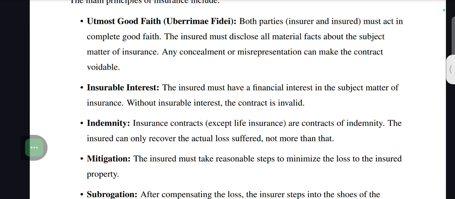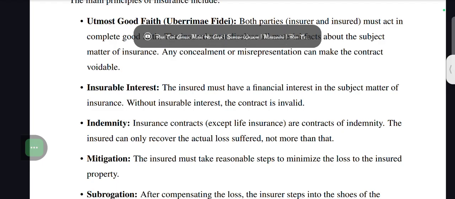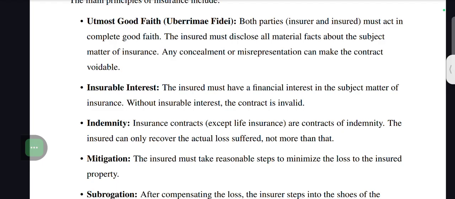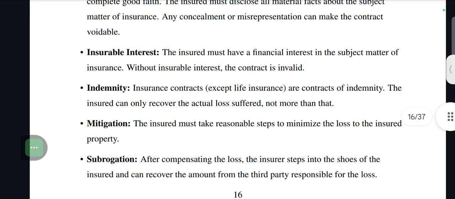First is utmost good faith. Both parties, insurer and insured, act in complete good faith. The insured must disclose all the material facts about the subject matter to the insurer. Any concealment or misrepresentation can make the contract voidable. Whereas in mitigation, the insured must take reasonable steps to minimize the loss to the insured property.